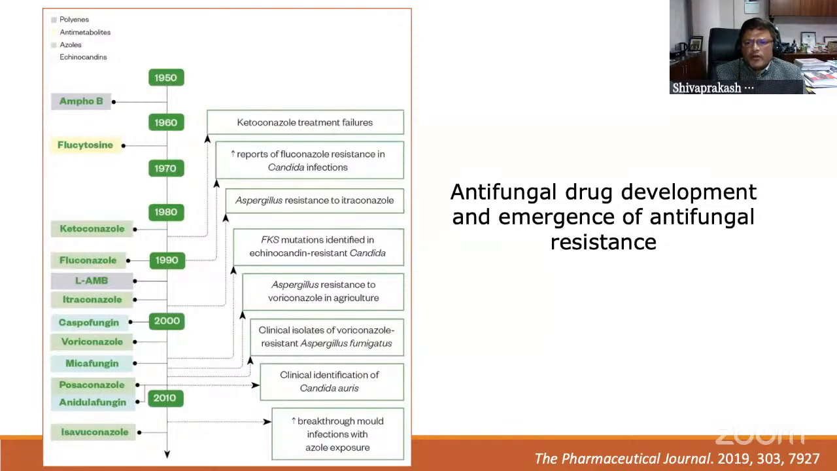Next coming to the development of resistance to antifungals. As soon as the antifungals were developed, you can see different mechanisms of resistance. Even newer antifungals such as isavuconazole, when exposed to azoles, may become resistant to it. So this is just a table showing you the different mechanisms.